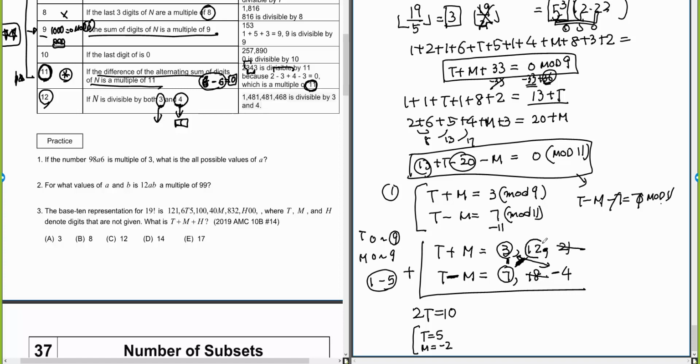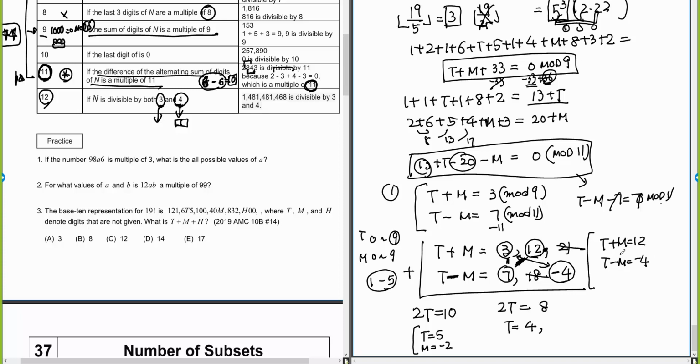Now take this one. 12 and 4, try this one. 2 times t equals how much? 12 plus negative 4 is what? 8. Right? T equals how much? 4, isn't it? So when I write it down, replace it. T plus m is 12. T minus m is negative 4, right?